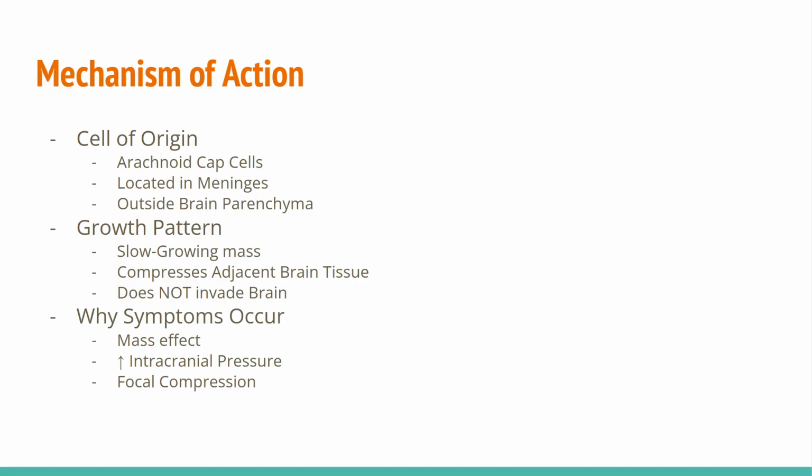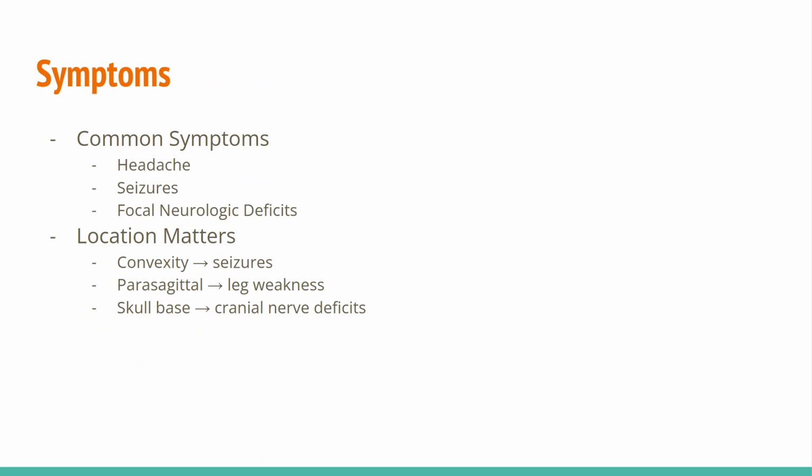The symptoms of meningiomas are usually caused by the mass effect. As the tumor gets bigger and bigger, it increases the intracranial pressure, and it compresses nearby brain tissue. This can lead to headaches, seizures, and focal neurological deficits. Though these are the common symptoms, I don't think you're going to answer any questions knowing these symptoms. To be honest, they're just so generalized. But I think what you should know is the location.